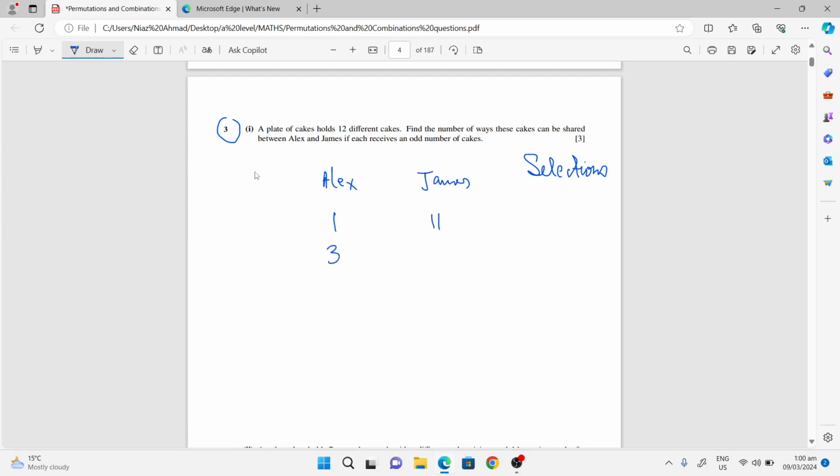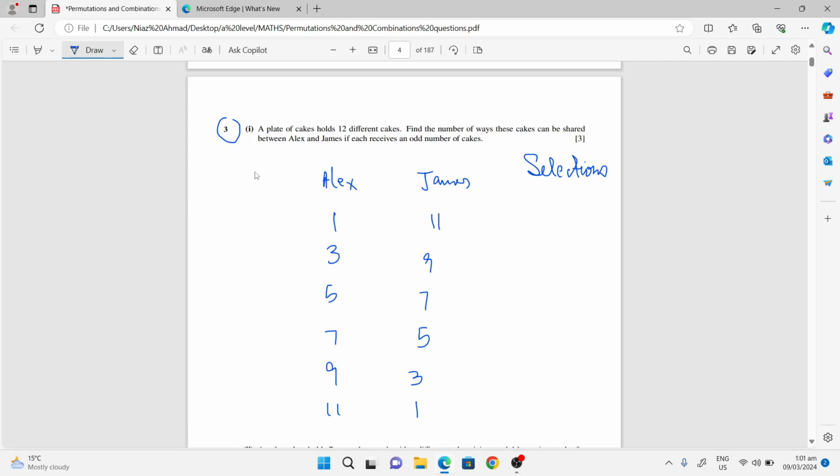If it is containing 3, the other would be 9. If it's containing 5, the other would be 7. If it is 7, it would be 5. If it is 9, it would be 3. If it is 11, it is 1. So now we are going to make the selections.